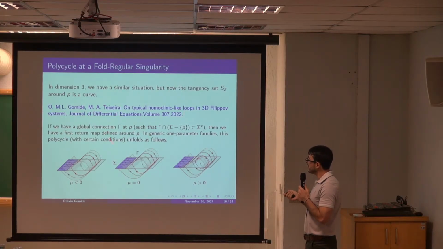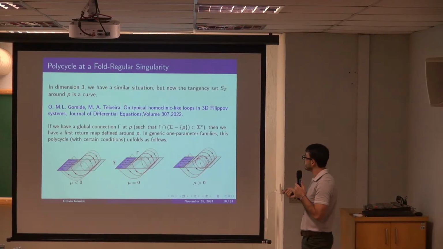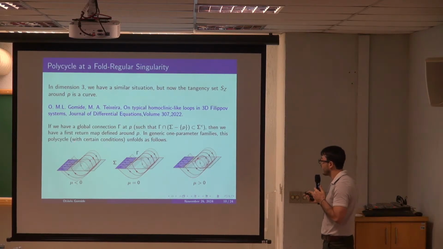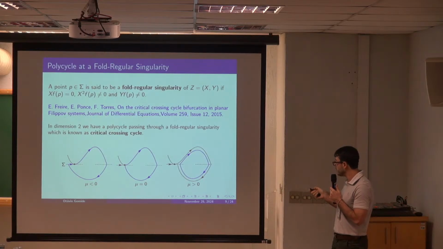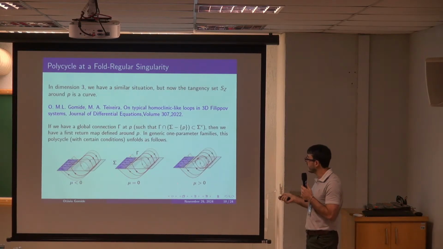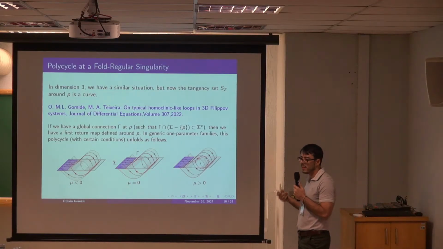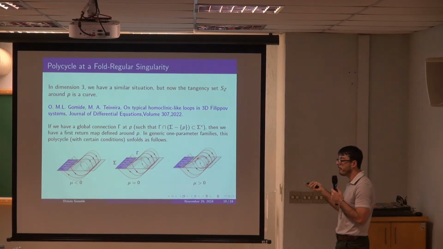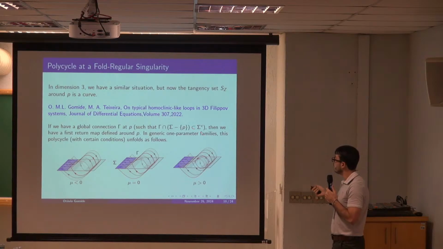And in this paper, we studied a global connection passing through a fold regular singularity in R3, so dimension 3. We proved that in generic one-parameter families, this polycycle, under certain generic conditions, unfolds in the same way as in dimension 2. It is worth mentioning that in this case, the image of this fold line through the first return map plays an important role. Here you see that this image must be transverse to the original set. This is a generic condition that we must impose to have this kind of unfolding. So this is an example of a polycycle in dimension 3.